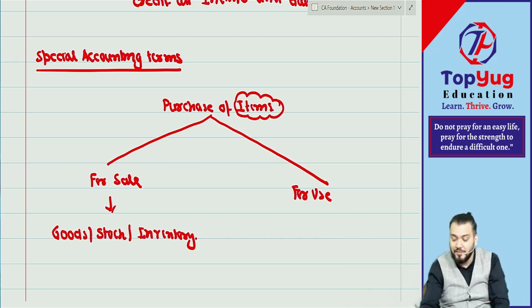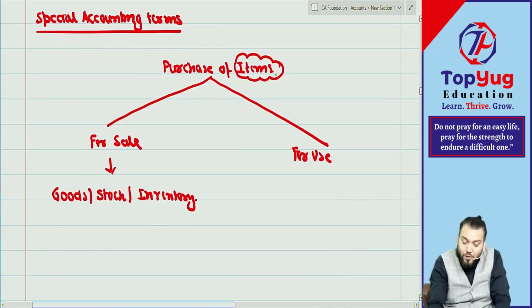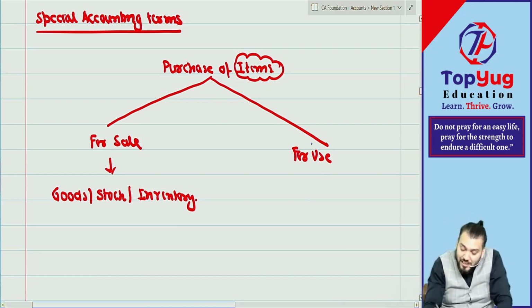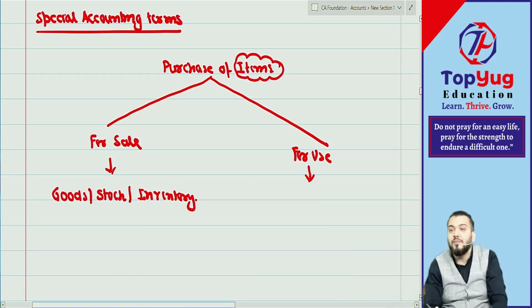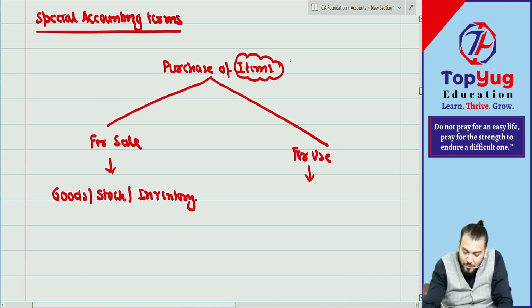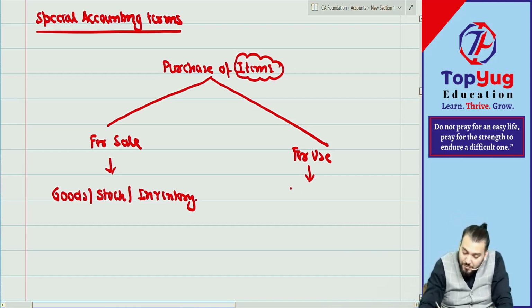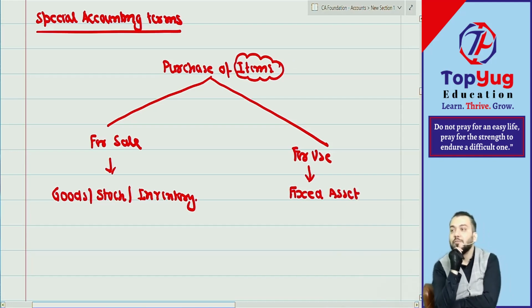So I hope you have understood that. First you find out what is the intention of this purchase. For sale, it will be known as either goods or stock or inventory. Now, if it is for use, then what do we call it? Everything is an asset only, we are purchasing an asset because benefit will be derived. So can I say it will be known as fixed asset? It will be known as fixed asset.